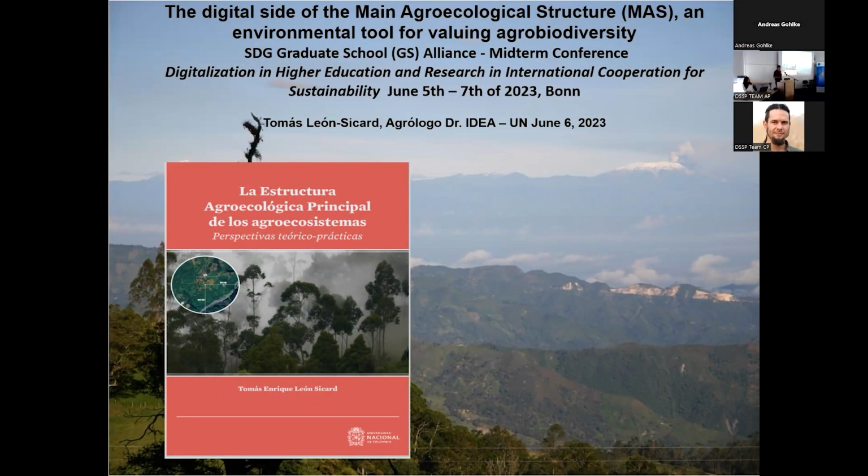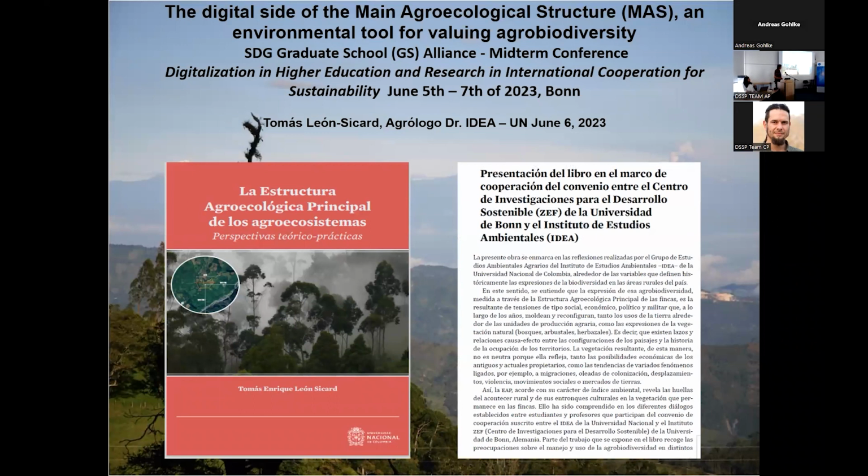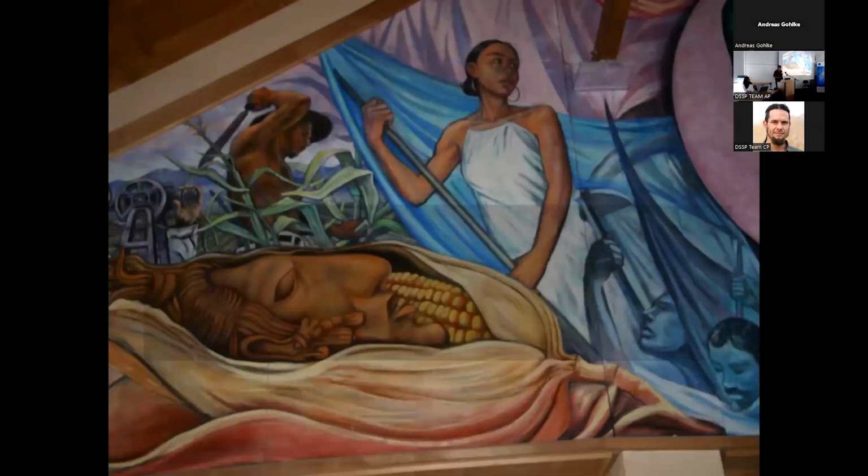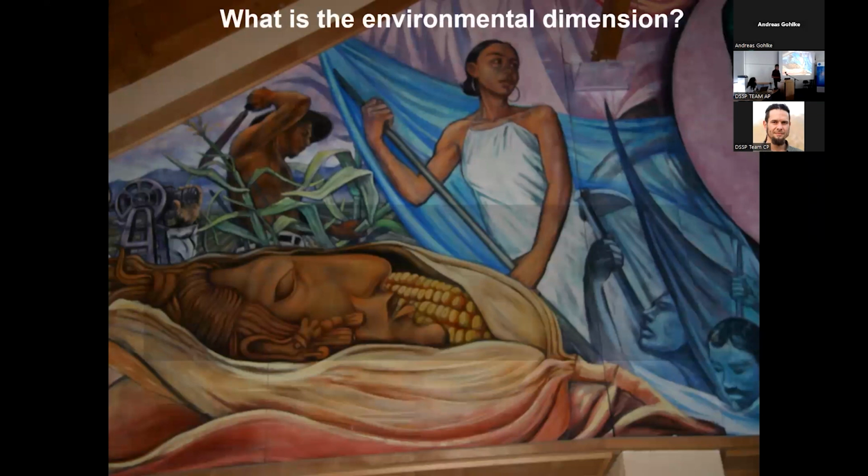I'm going to present the digital side of the main agroecological structure, which is a tool for valuing agrobiodiversity. It's the result of many years of work at my university with my group, supported also by the CEF and our DSSP. I'm going to begin with a question. What is the environmental dimension?